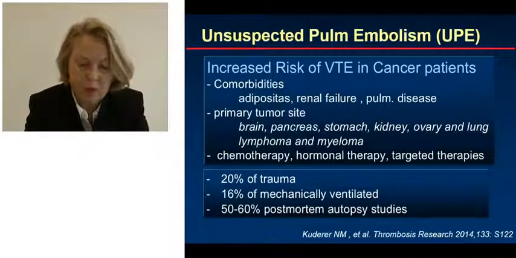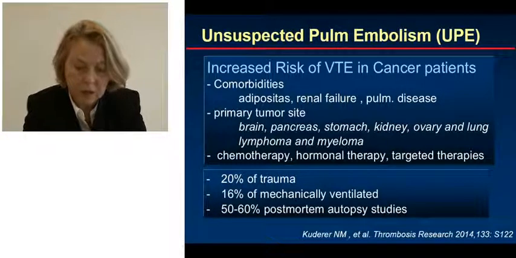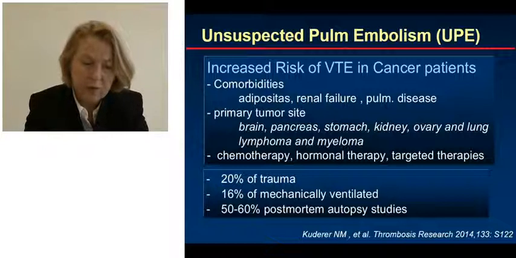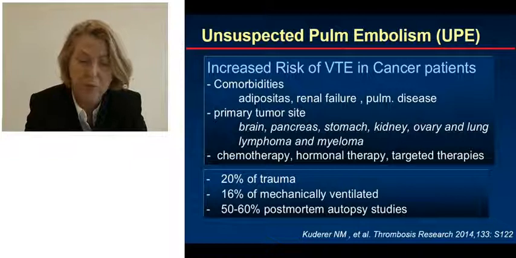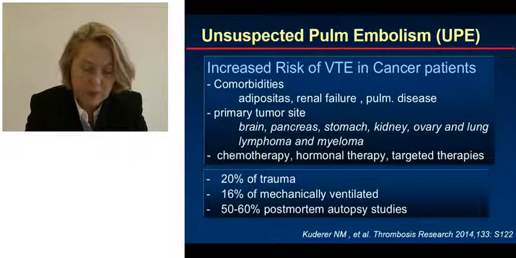Unsuspected pulmonary embolism, with the abbreviation of UPE in the literature, refer mainly to cancer patients because they do suffer from an increased risk for venous thromboembolism. That also depends on comorbidities, on the primary tumor site. It's especially increased for brain tumors, pancreas tumors, stomach, kidney, ovary, and lung tumors, but also for patients with lymphoma and myeloma. It depends on the type of therapy they are undergoing.